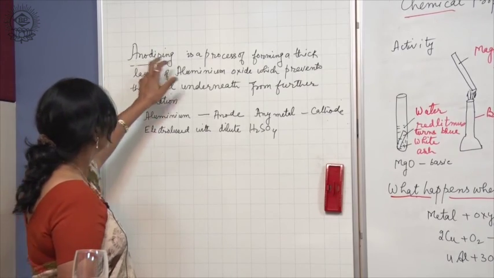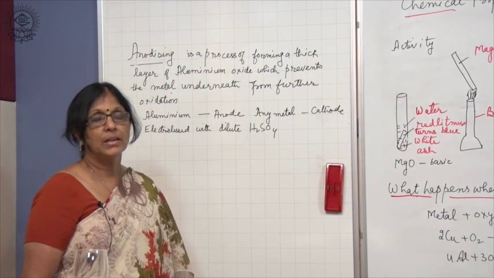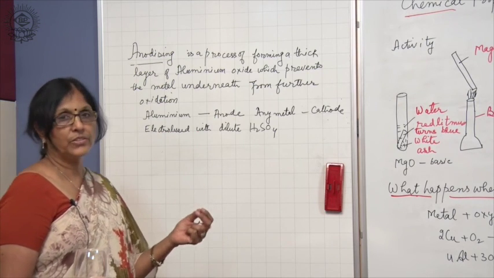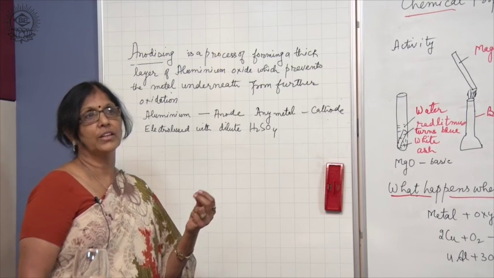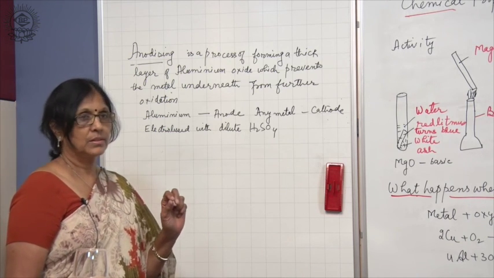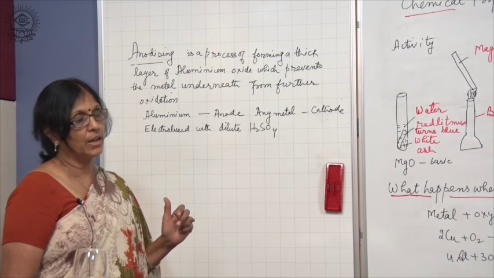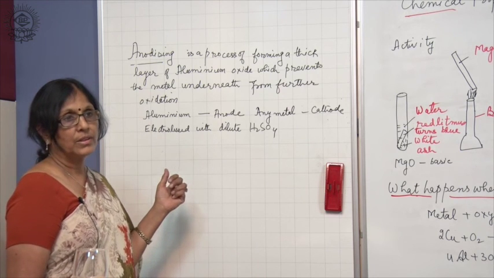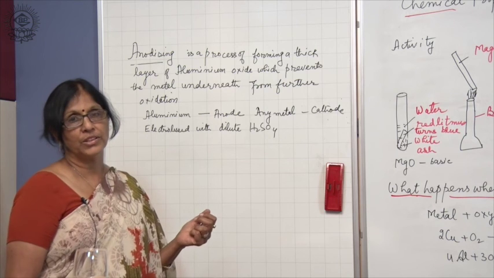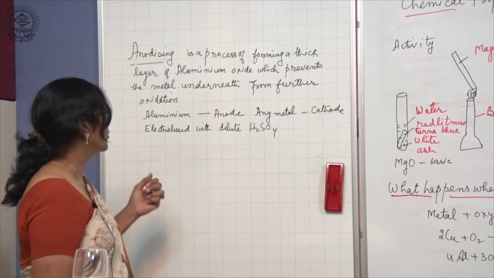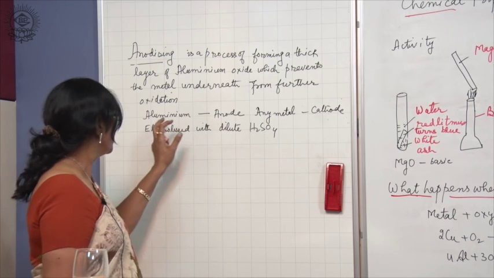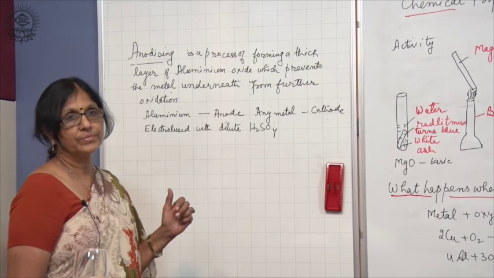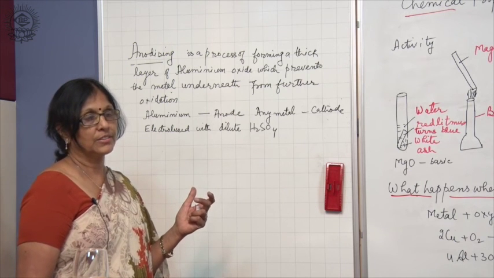So, anodizing is done. How is it done? It is done by electrolysis. The aluminum substance, an aluminum utensil or any aluminum object, maybe a utensil or a decorative piece, to be coated with an aluminum oxide layer is made the anode. Any other metal is made the cathode, and it is electrolyzed using dilute sulfuric acid. Oxygen gas will be liberated at the anode, which will react with aluminum and cover it with a layer of aluminum oxide, which acts as a protective layer.